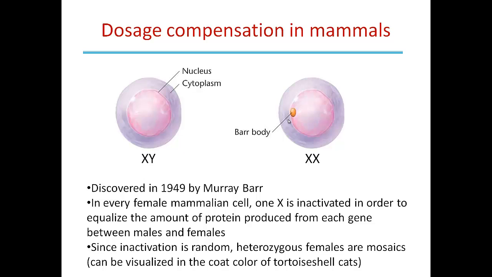And the reason why it becomes inactivated is to equalize the dosage of each gene on the X chromosome between males and females. So we have roughly the same amount of protein being produced by each gene on the X chromosome between males and females. And since that X inactivation occurs very early in development, you can have a heterozygous female that actually looks mosaic, that some cells have one X chromosome being active, other cells have a different X chromosome being active. This is the reason why we actually observe the coat color of tortoiseshell cats.